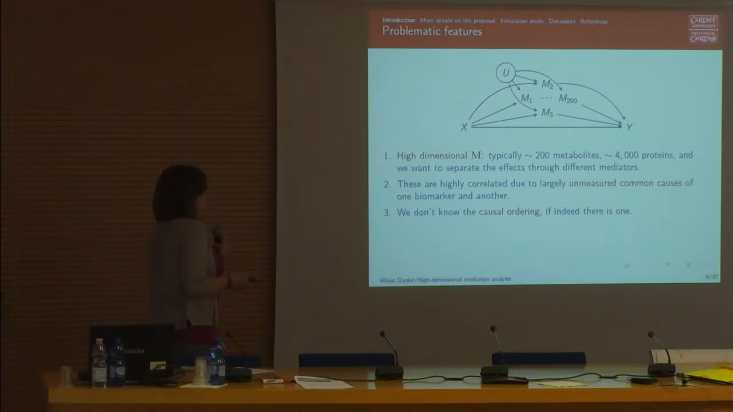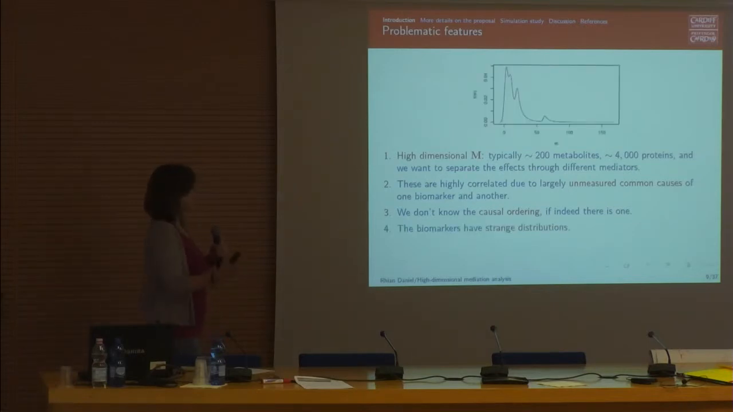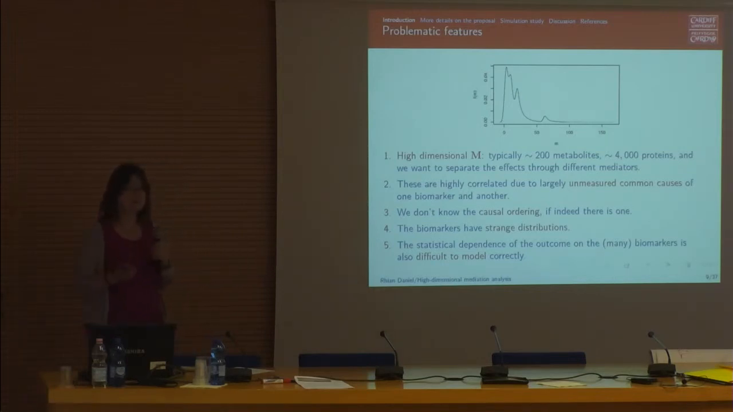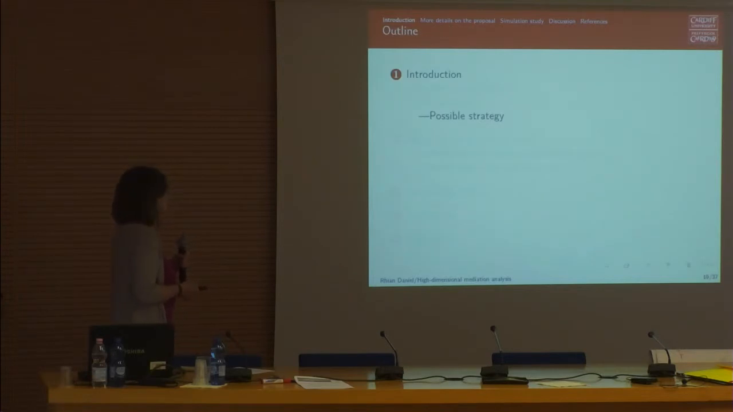And biomarkers tend to have quite strange distributions. This is not an atypical sort of distribution that you might find for a biomarker. And then the statistical dependence of the disease on the many biomarkers is also going to be typically very difficult to model correctly. And the more biomarkers there are in the picture, the more our mistakes in the modeling can propagate into larger mistakes in the final conclusion.